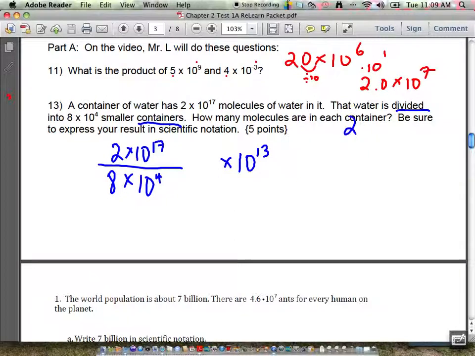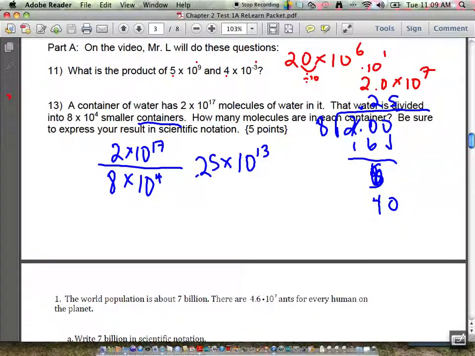To do 2 divided by 8, I have to go over here and make a little division problem. 8 does not go into 2, bring up the mark, make it heavy and dark. 8 goes into 22 times, that's 16. Bring it down, I get 4, bring down the 0, 8 goes into 40 5 times. So I get 0.25 times 10 to the 13th. So that was the first big mistake. The first big mistake is that people did not do 2 divided by 8. People did 8 divided by 2.